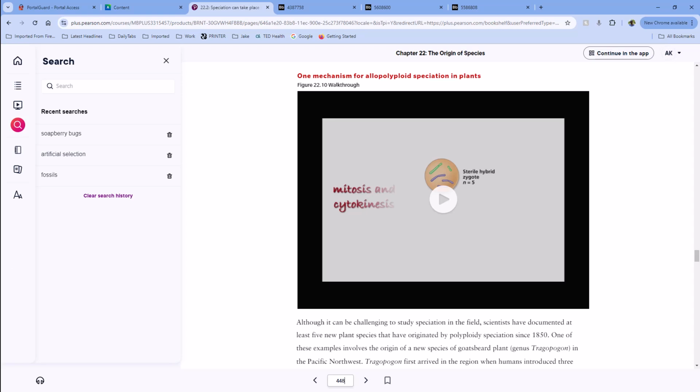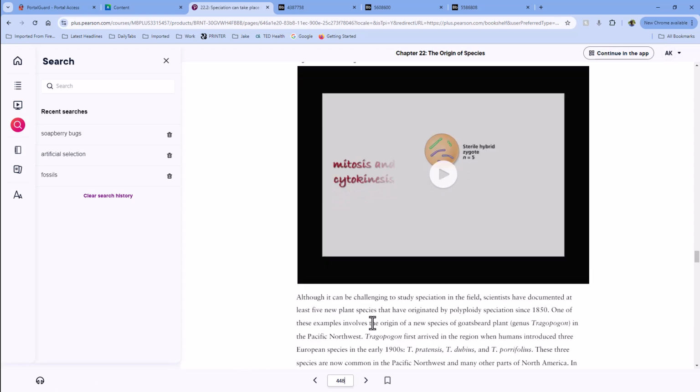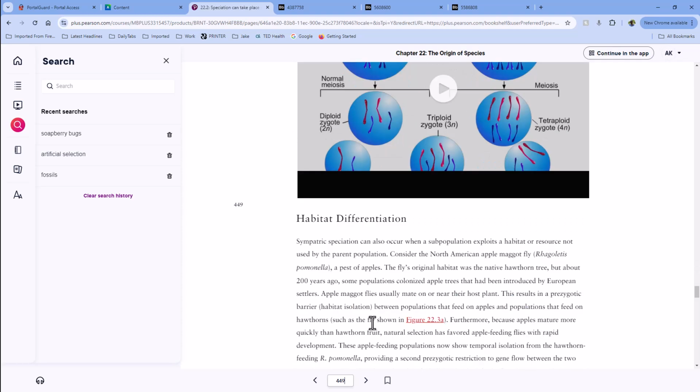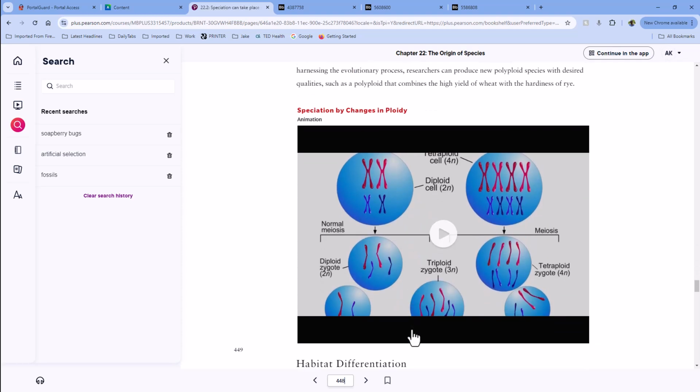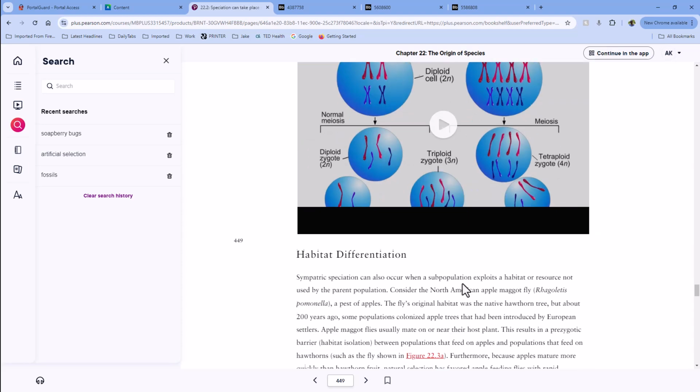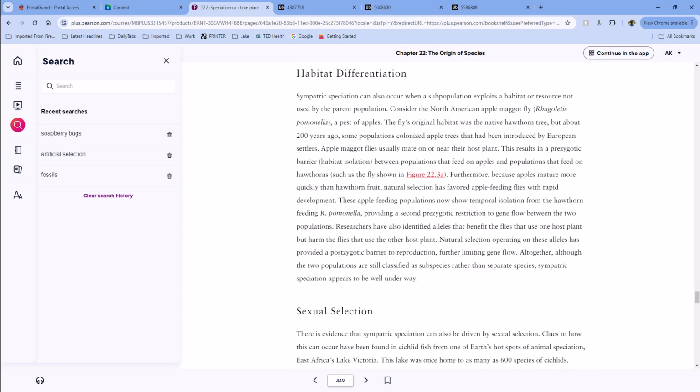And then also adaptation to local environments, and then sexual selection, figure 22.12 with the cichlid fish as an example. And then there's another, speciation changes and polyploidy. But again, you don't need to give me a ton of detail, just list those 3 and a brief explanation of each. Those are examples of allopatric speciation and when it occurs.